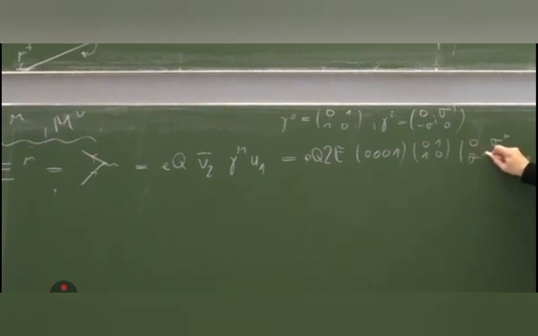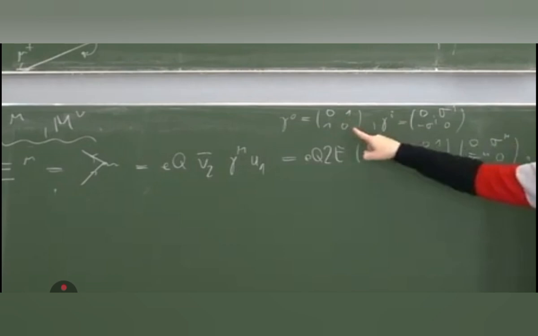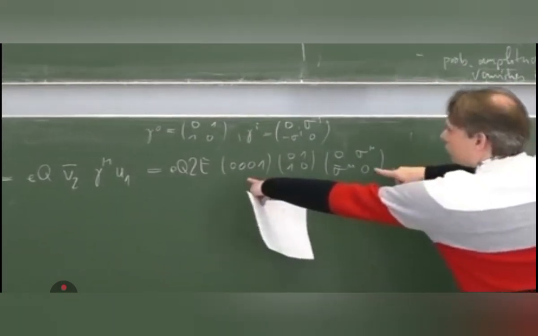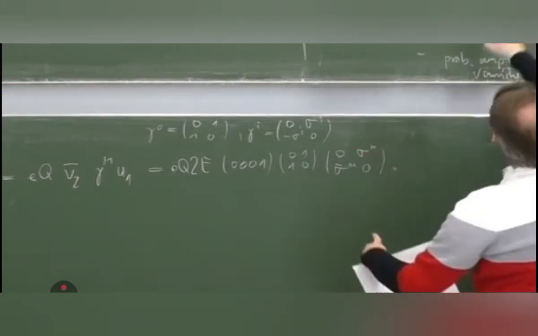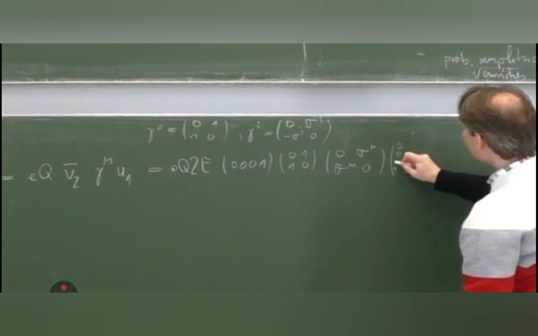That is often summarized like this. The gamma mu is written with sigma mu and sigma bar mu, where for spatial indices sigma is just the Pauli matrix and sigma bar is minus the Pauli matrix. And for mu equals 0, both are just the unit matrix. This is just a simple way to abbreviate both cases uniformly. Then this is V2 bar times gamma mu, now times U1. U1 is this 0, 0, 1, 0.